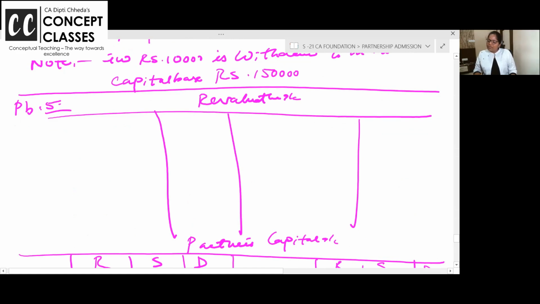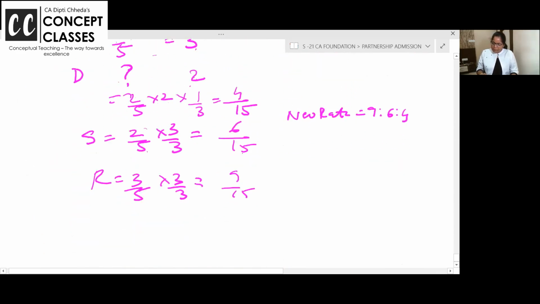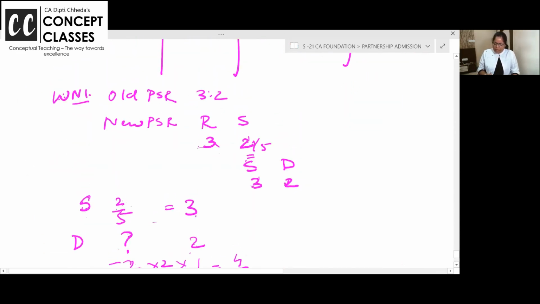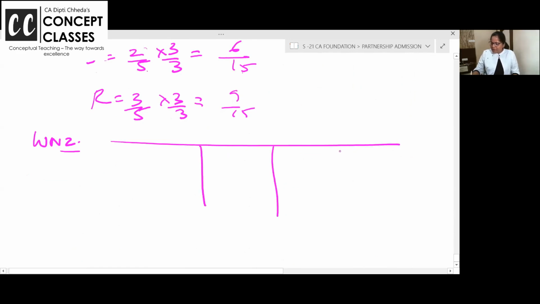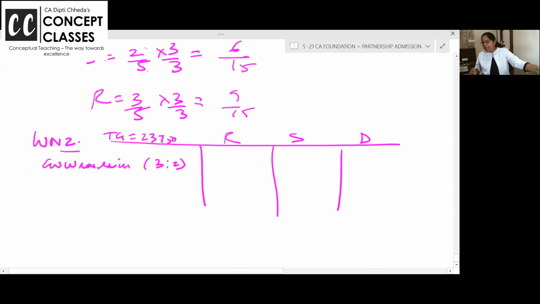Now goodwill of the firm is valued at 23,750. Dust is bringing premium for goodwill in cash. Okay, so we will prepare that table method. Which working note number is going on? 2. Why, ma'am, are we preparing the table method? Because total goodwill is given. No. Rain, Storm, Dust. Goodwill raised in old ratio 3:2. How much is total goodwill? 23,750. Pick up your calculators, all of you.